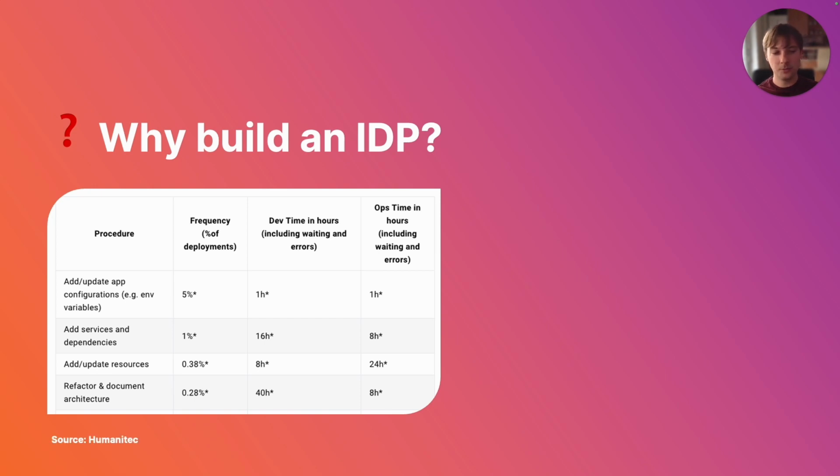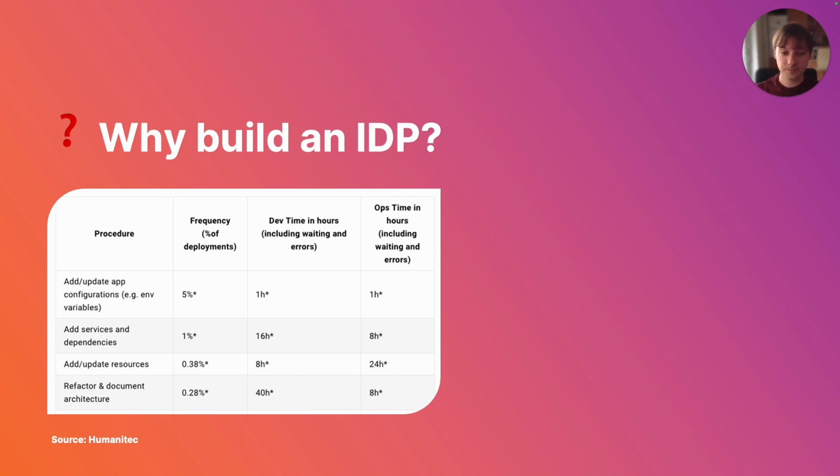thing, and this is from Humanitec. Why would someone build an IDP? So this is just part of a table from Humanitec. This is a list of procedures that is performed per 100 deployments. And enterprise organizations that have more than 100 employees will feel the lack of standardization, and that's why they would build an IDP.